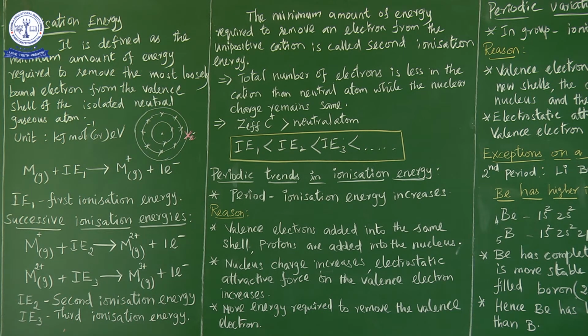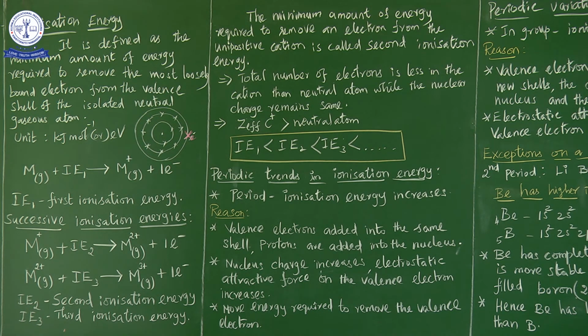In the second period there are 8 elements: lithium, beryllium, boron, carbon, nitrogen, oxygen, fluorine and neon. Along the period from lithium to beryllium, beryllium to boron, boron to carbon, carbon to nitrogen, nitrogen to oxygen, oxygen to fluorine, fluorine to neon, the ionization energy increases. So what is the reason for that?